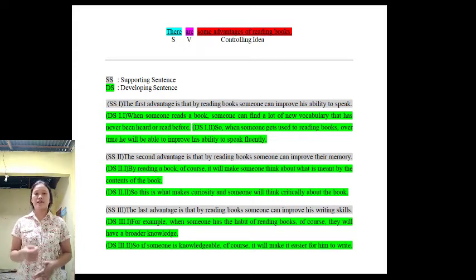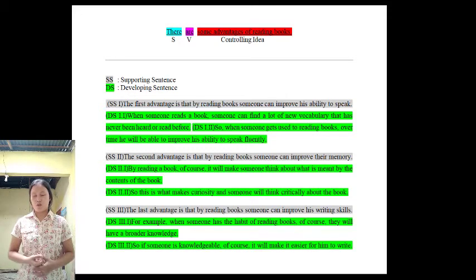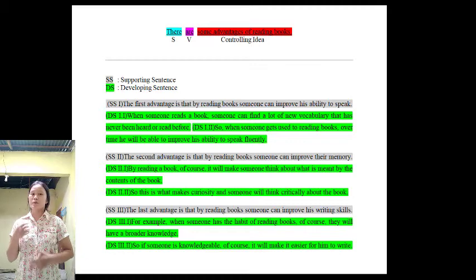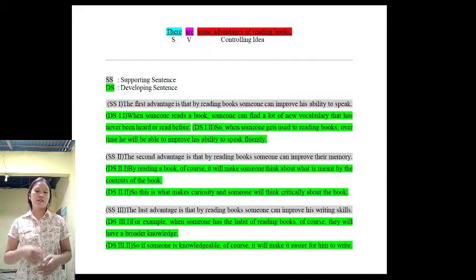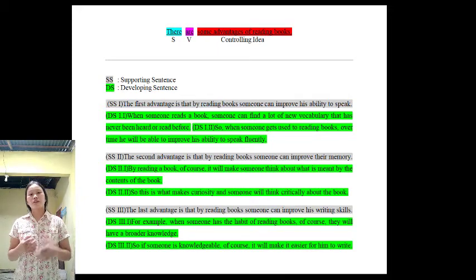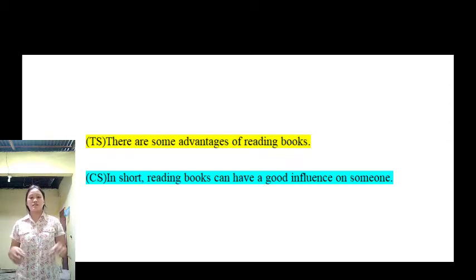Okay, and then in the second supporting sentence too, we can see that by reading books, someone can improve their memory. Improving their memory in the second supporting sentence is an advantage of reading books. So we can prove that improving their memory supports the topic sentence's controlling idea. And next, the third supporting sentence states that by reading books, someone can improve his writing skills. So we can prove that improving writing skills supports the topic sentence's controlling idea. It turns out that there are three supporting sentences in this paragraph.